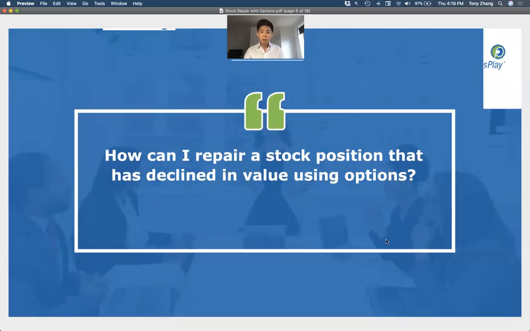So the primary question that I want investors to walk away from today's session with is to understand how can I repair a stock position that has declined in value using options? That's what we're here to explore.